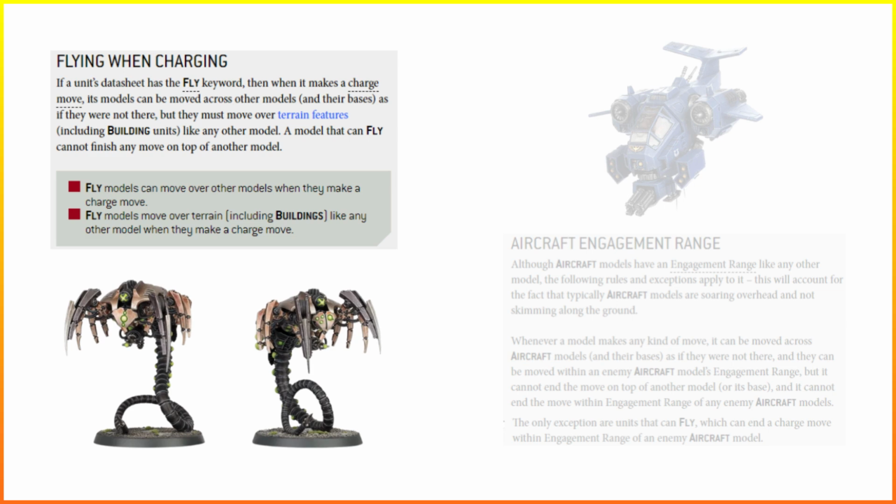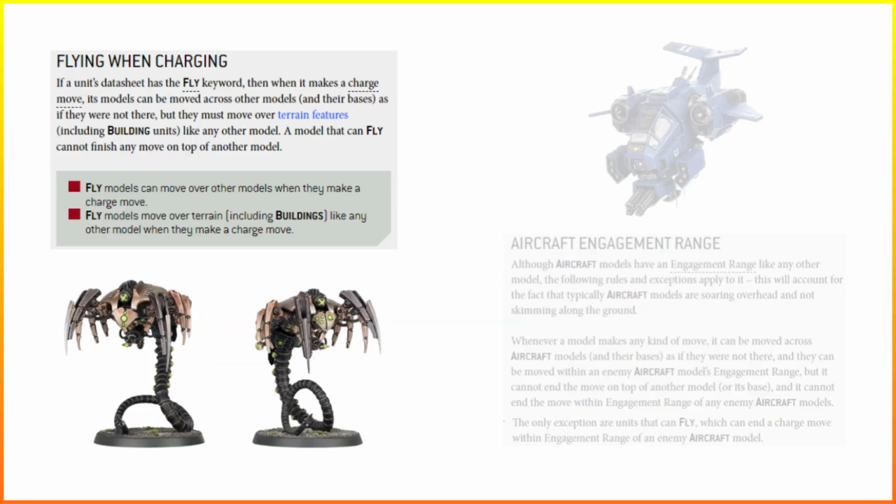So what are the differences then? The main difference here is when a model that has the fly keyword is making a charge move, it can move over other models as normal, flying over them. But when you're talking about terrain features, now you need to start measuring the vertical distance. You've got to treat it as normal when you're making a charge move. So that gives the advantage here to Canoptek Wraiths, because they can charge directly through terrain without measuring any vertical distances, because there are no vertical distances. They're going straight through the terrain as opposed to over it.